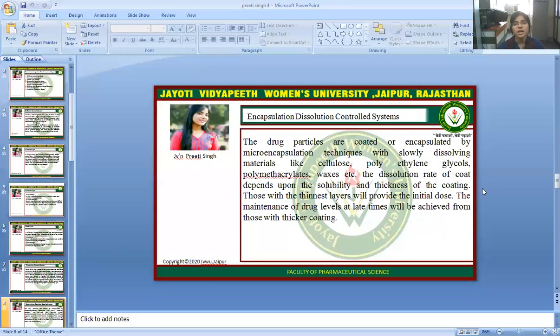What is the encapsulation dissolution control system? The drug particles are coated or encapsulated by the microencapsulation technique with slowly dissolving materials like cellulose, polyethylene glycol, methacrylates, waxes, etc. The dissolution rate of the coat depends upon the solubility and thickness of the coating. Those with the thinnest layer will provide the initial dose. The maintenance of drug level at later time will be achieved from those with thicker coating.